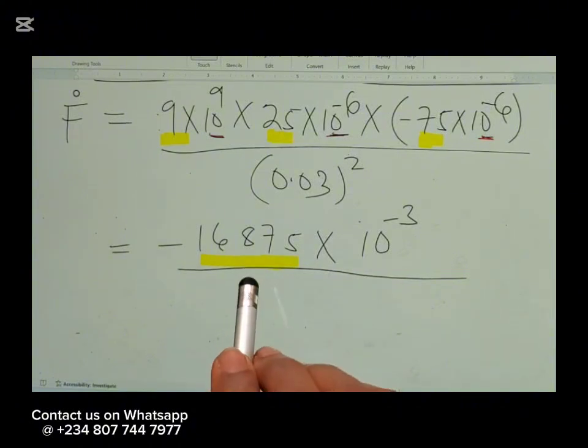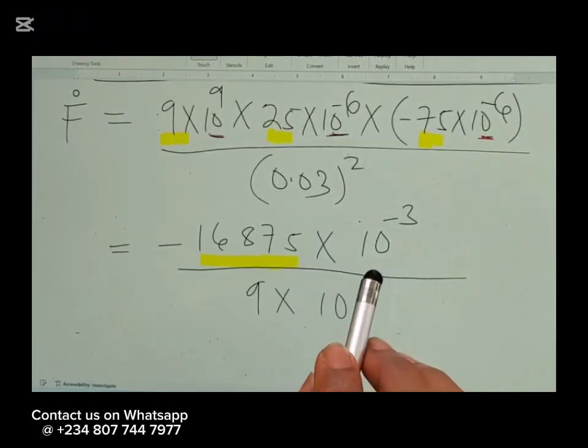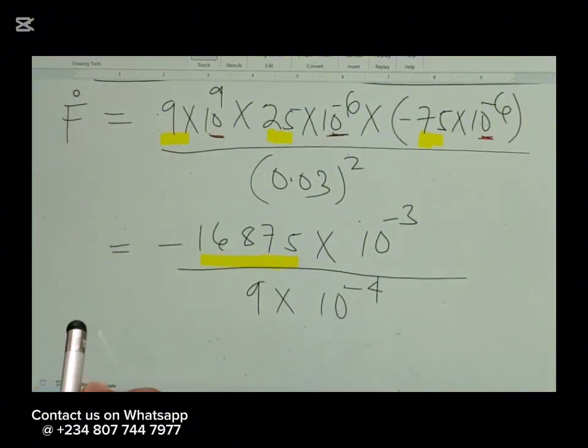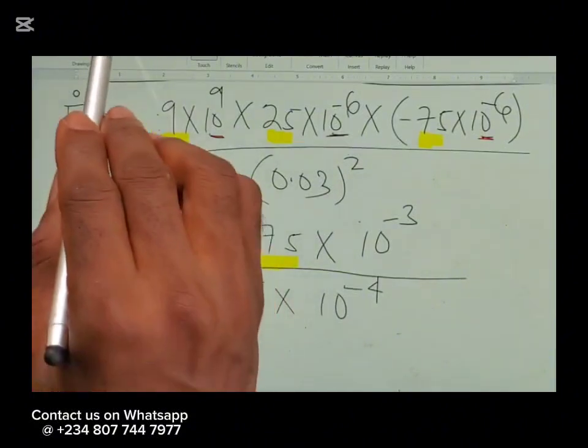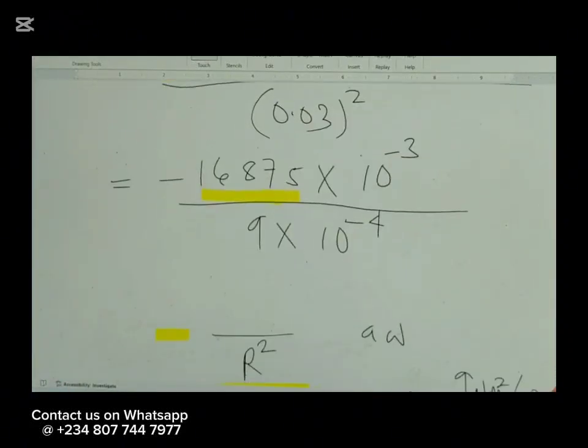0.03 square is going to give us 9 times 10 to the power of minus 4. Okay, in some calculators you are going to have it as 0.000 something like this. It's the same thing as this here, so there's nothing different there. Okay, so now let's try to simplify this further.